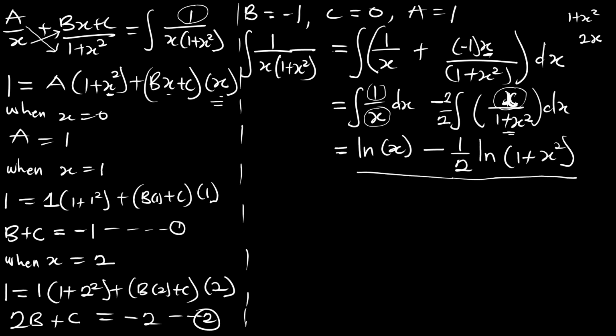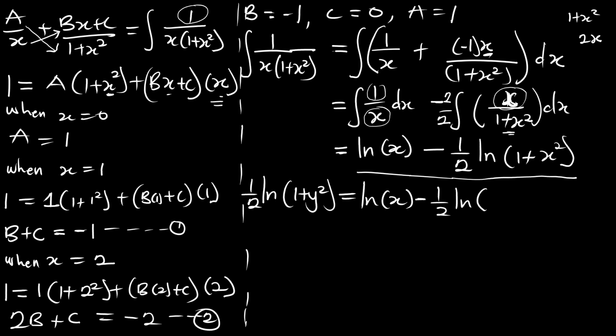So at the end of the day, this is the integration answer for the right hand side. So we can now equate the two solutions, the left hand side and the right hand side. At the left hand side, our answer was half the natural log of 1 plus y squared equal to the right hand side, which is log of x minus half natural log of 1 plus x squared. That's our constant c. So this is our solution.